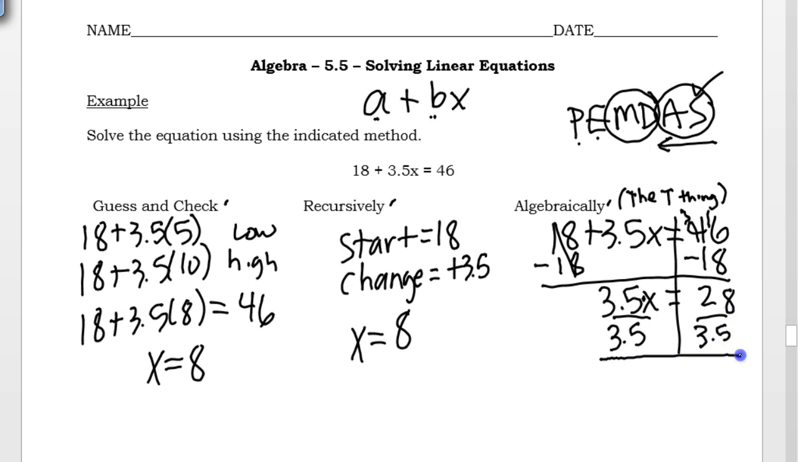Whatever we do on one side of the equality, we have to do on the other side to keep it equal. And let's see here. Yeah, I really didn't need to do that because I already knew the answer was 8. But it gets me the same answer. So this algebraically, the T thing, is probably the most common way to do this, but we have to remember to do our steps in the right order. We need to add or subtract my start. We need to divide by the change, and that gets us our answer for our linear equations.